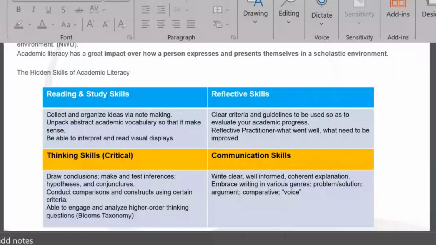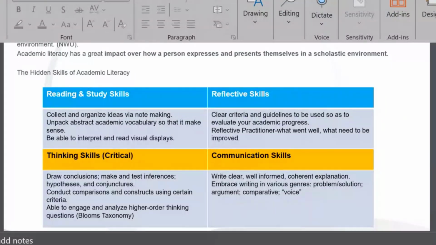And the other one is thinking skills, all right? Which sometimes we refer to as critical thinking skills. Those are some of the academic literacies which are hidden, all right, in the form of skills. Remember that when we look at your thinking skills, we look at aspects like how to draw a conclusion, how to make and test inferences, how to write hypotheses, okay? And also the ability to engage and analyze higher order thinking questions.